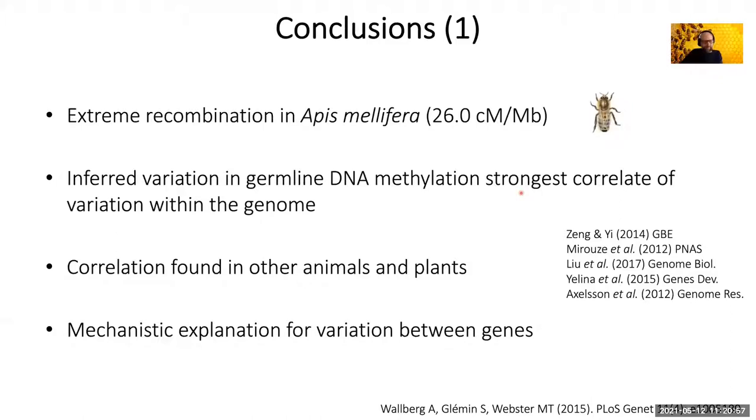In summary of this first study, we confirm that there are extreme recombination rates in Apis mellifera, and we find that germline DNA methylation is inferred to be the strongest correlate of recombination rate variation in the genome. This is consistent with findings in other animals and plants, in particular in Arabidopsis, where it has been shown that DNA methylation is an important correlate of recombination rate variation. It suggests that there's a mechanistic explanation for variation in recombination rate between genes in the honeybee, and that it could be related to access to the genome by the recombination machinery, which may be inhibited by DNA methylation in the germline.